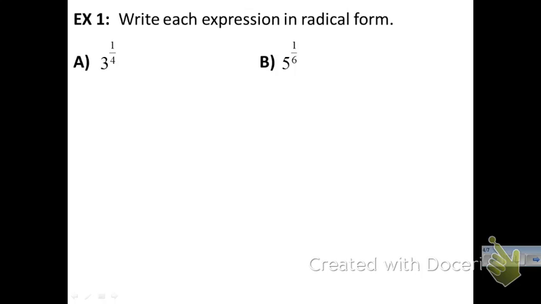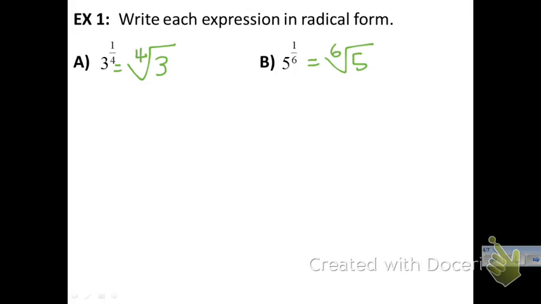So here we're just going to practice writing the expression in radical form. Here it has a rational exponent, so in radical form, remember that this 4 here means that it's going to be the index of our radical. And that would be 3 to the first. Because it's a 1, we don't need that power. On B, this would become the 6th root of 5 to the first, and again you don't need that first.